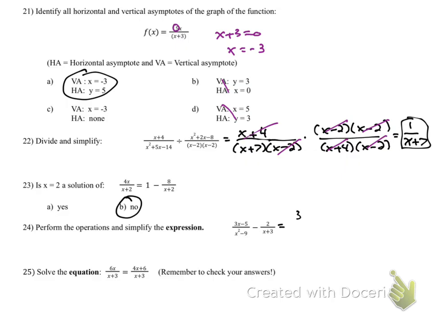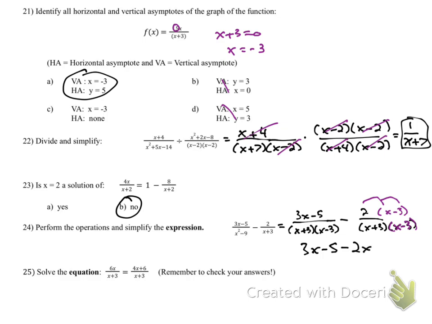24, we need the same denominator. So x squared minus 9 is x plus 3 times x minus 3, so that'll be minus. I need to multiply the right side by x minus 3 to get the same denominator. Distribute that negative 2. 3x minus 5, and that'll be a negative 2x plus 6. Remember, we're distributing negative 2 there, and so then combining like terms, we get x plus 1 over that x plus 3 times x minus 3.